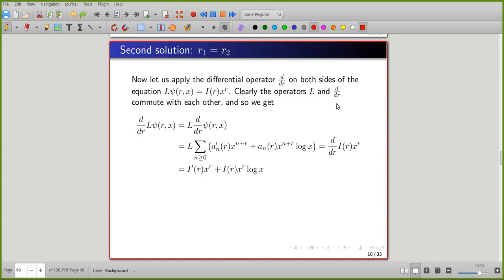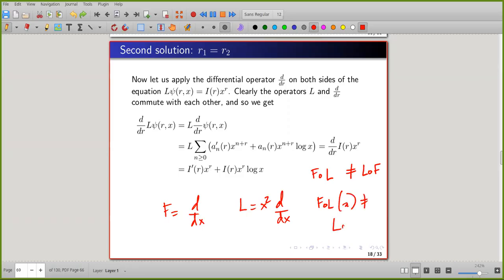I'm just trying to say that suppose you take these two operators, d by dx and L equal to x square d by dx. Let me call this operator f. Then f compose L is not going to be equal to L compose f. In fact, if you apply f compose L on the function x, it's not going to be equal to L compose f on the function x.